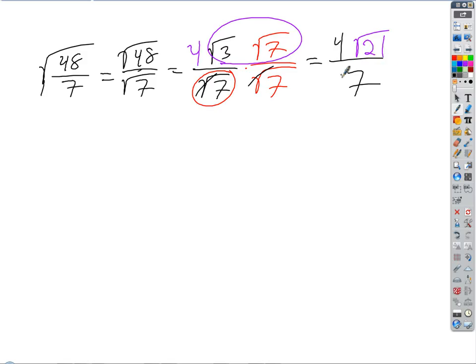And now I'm done because I can't simplify the fraction. 4 sevenths is done. And there's no perfect square factor of 21. So that's my final answer. And so we've already done that stuff. I just wanted to use it as an example.